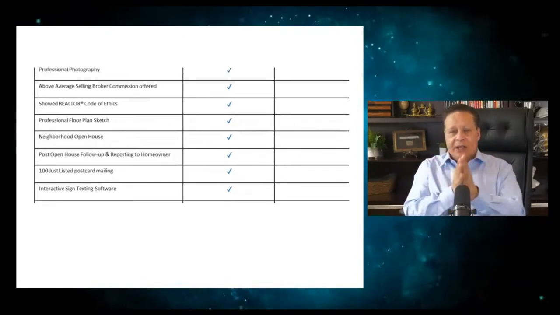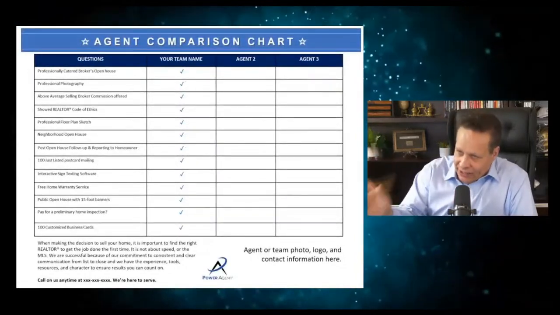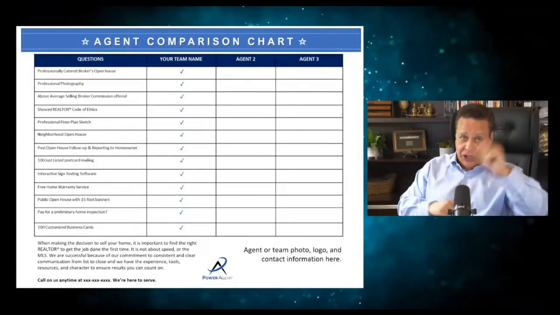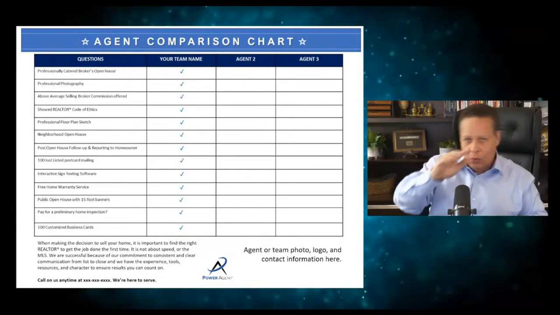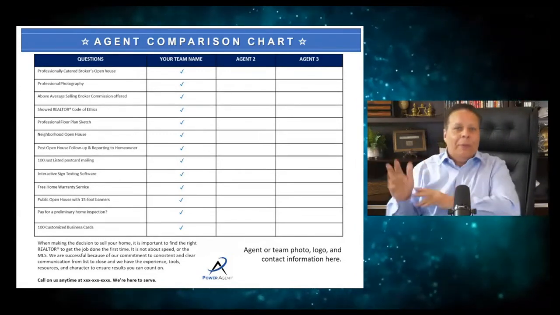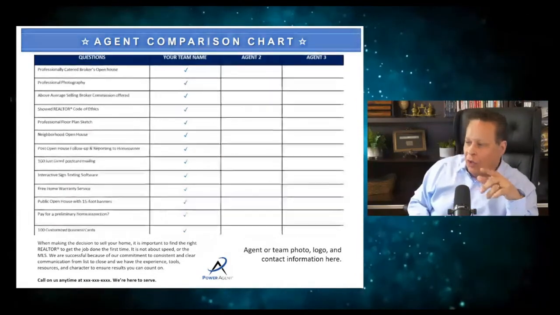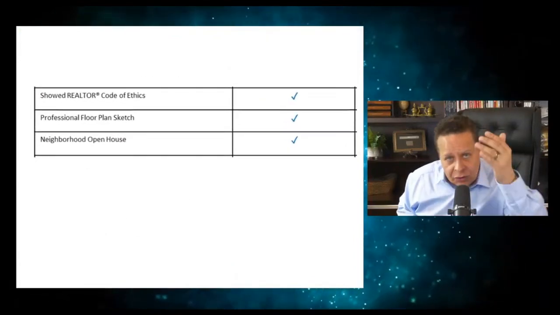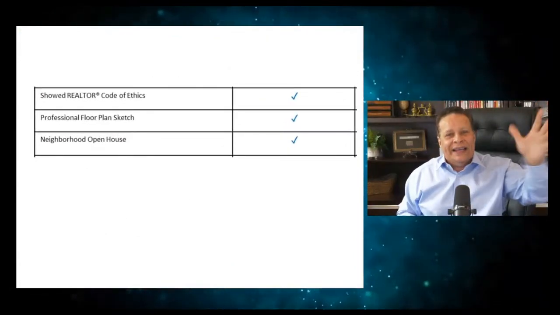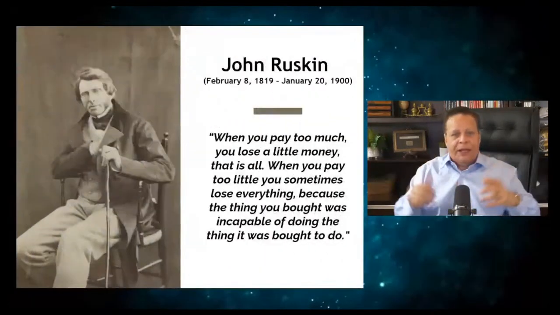The idea here, power agents, is you put items in that you know you would check off yes, and you know all other agents would probably not check off. Like, power agents, you know what the neighborhood open house is. I've taught that before. Most agents don't know what that is. They don't do it. So you list things that are going to make you stand out.